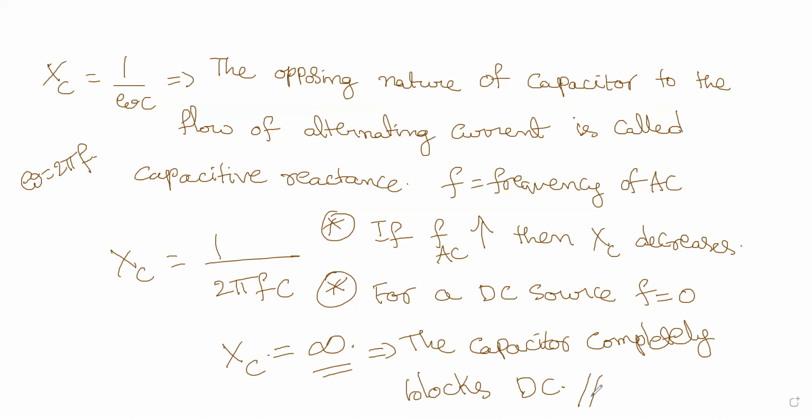The capacitor completely blocks the DC current. This is the proof you can give. Xc is equal to 1 by 2 pi fC. f is equal to 0 for a DC source. So once you put that, Xc is equal to infinity, that means infinite resistance it will offer. So it will completely block the DC source. So this is the fundamental idea.